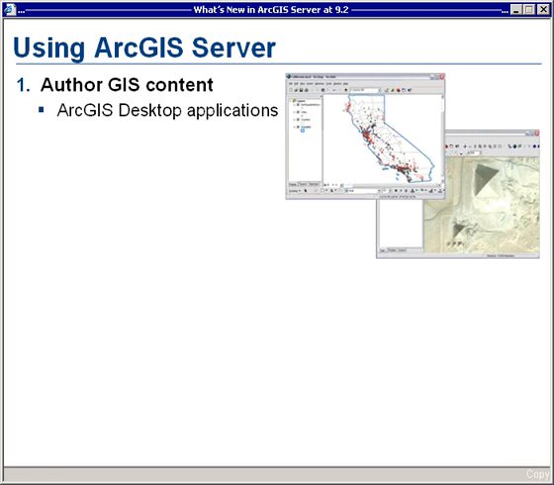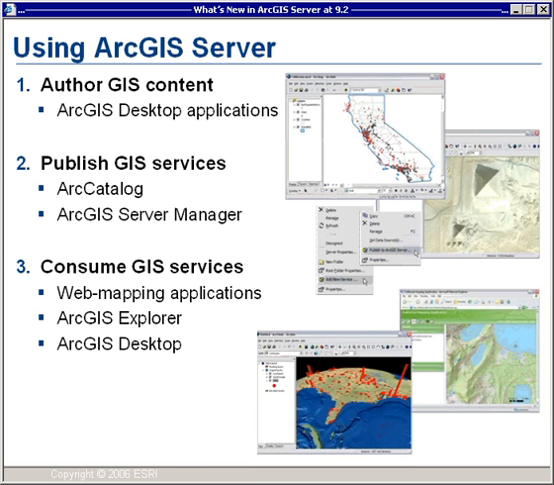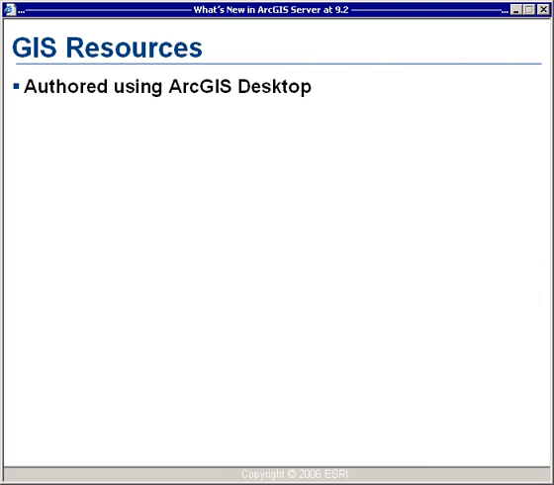The first step is to author your service content using ArcGIS Desktop. The second step is to take that content and publish it as a GIS service using ArcCatalog or the new ArcGIS Server Manager application. The final step is to consume this service or use this service in a client of choice. This could be a web mapping application, ArcGIS Explorer, or ArcGIS Desktop, to name a few. So let's go in a little more detail on how to build server applications.